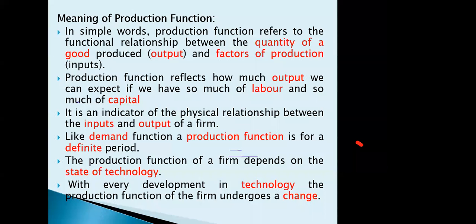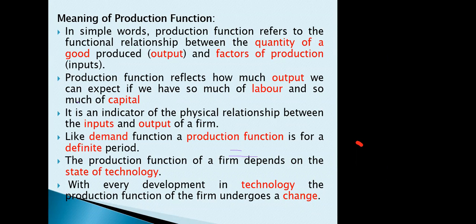So to decide my production function, I need to understand my capacity of land, capacity of my labor, capacity of my resources. So with respect to these inputs, I will decide my level of activity, or I will decide the output. Okay, so it is an indicator of the physical relationship between input and output. दोनों का relation हम लोग यहाँ पे find out करेंगे, establish करेंगे. That is nothing but production function.